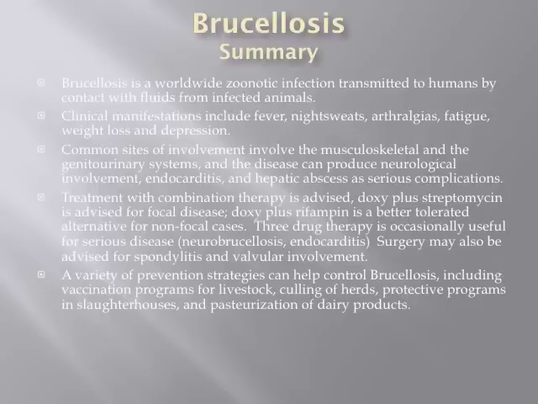Remember that combination therapy is always advised. 2 drugs generally for uncomplicated disease, typically doxy-rifampin if it's really uncomplicated. If it's more complicated, think about doxy plus an aminoglycoside. 3-drug therapy is useful for serious disease like neurological disease like meningitis, encephalitis, and endocarditis. And remember the role of surgery, particularly for cardiac disease and for bone disease. And there's a variety of prevention strategies to help control Brucella in livestock.